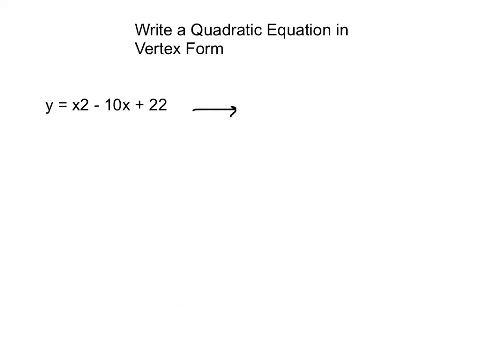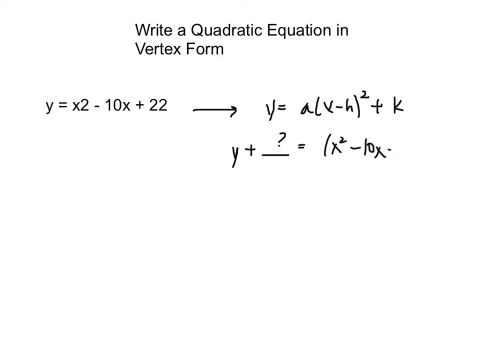Next, we're going to apply this by writing a quadratic equation in vertex form. So we're going to move from this form to vertex form, which you may remember, or it's good to remember, is y equals a times (x minus h) squared plus k. So we need to have y plus something equals x squared minus 10x plus 25 plus 22.